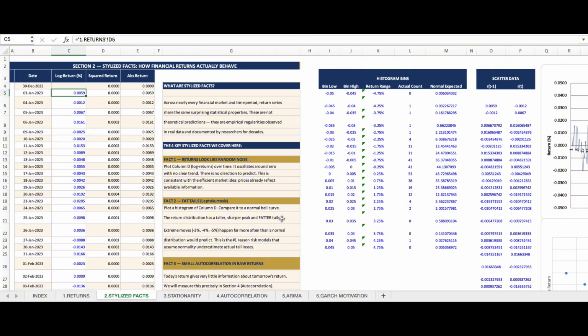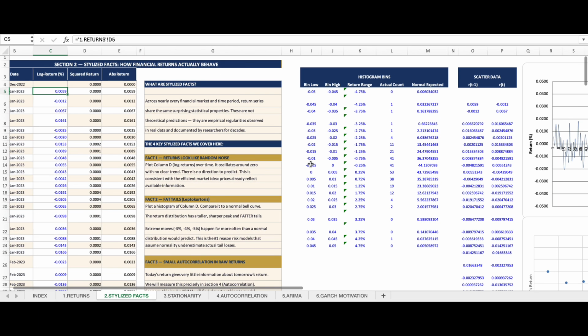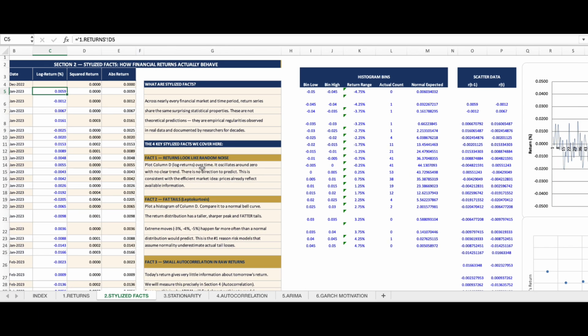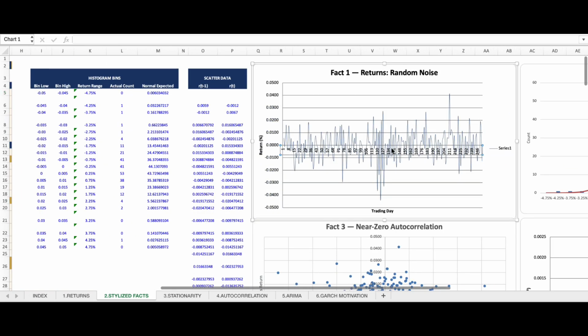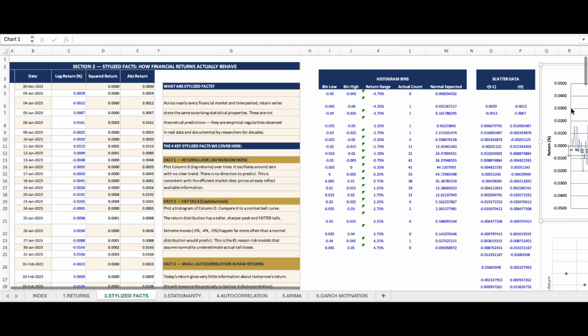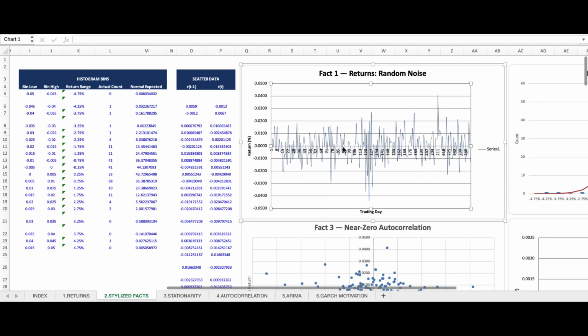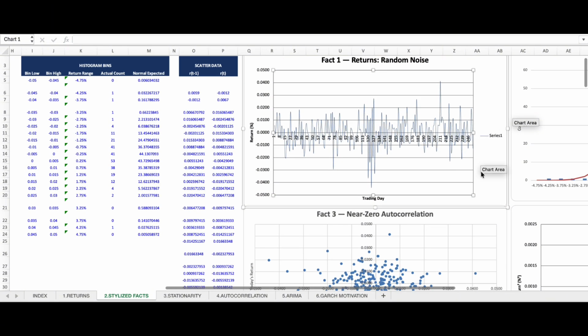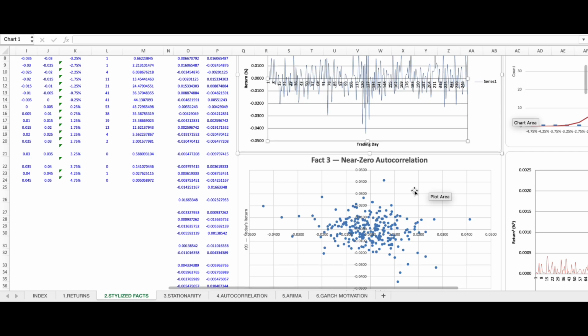Now, look at fact 1. Returns look like random noise. Look at the return series plotted over time. It oscillates around zero. So there is no clear upward trend, no clear downward trend. Today being positive tells you almost nothing about whether tomorrow will be positive. And this is what statisticians call near zero autocorrelation in the raw returns. And we will quantify exactly how small it is in the fourth section.